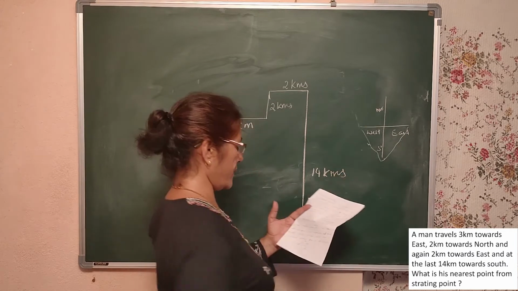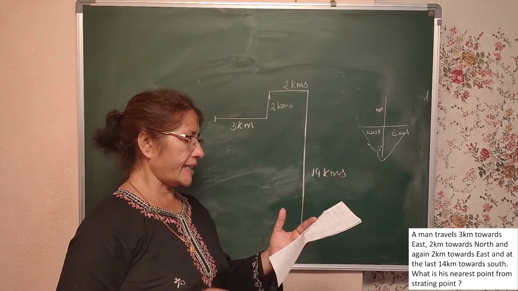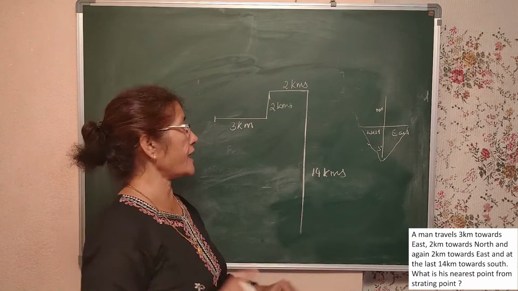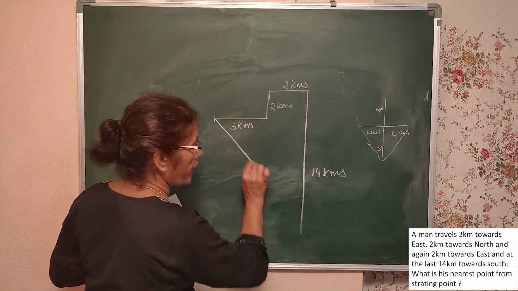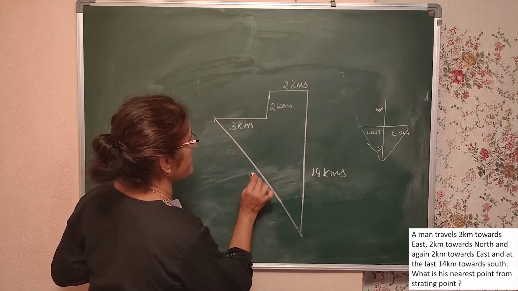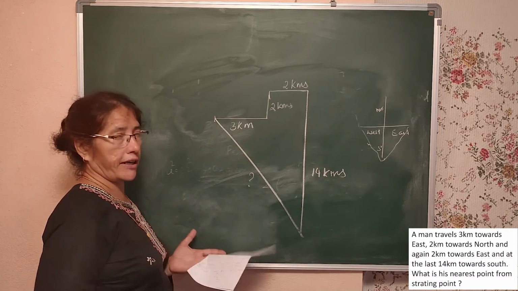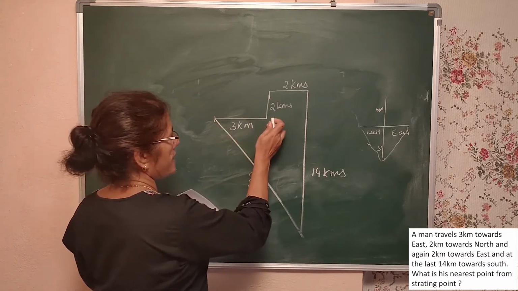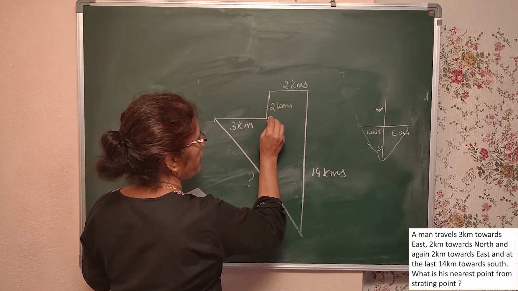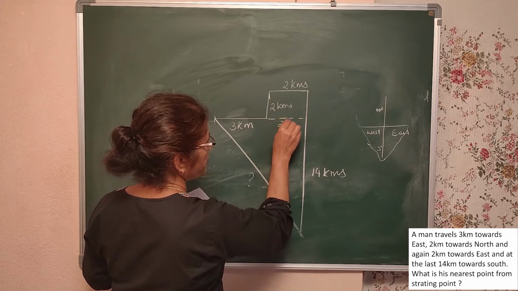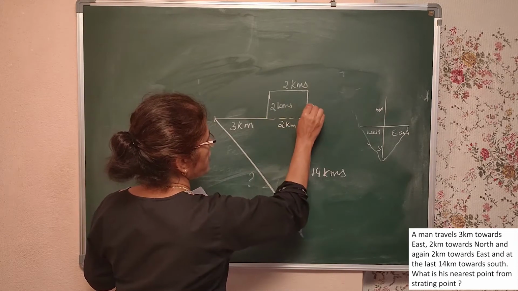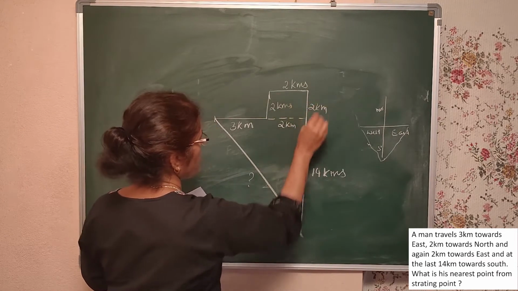What is the question? What is the nearest distance from the starting point? Where is the starting point? If this is the starting point, what is the nearest distance? How much is this? Very, very simple. If this is 3 kilometers and this is 2 kilometers, join this. If this is 2, this is also 2. If this is 2, this is also 2. Right? It will be a square.